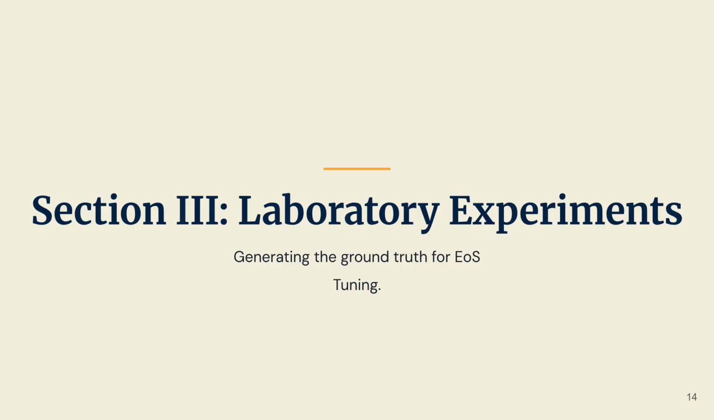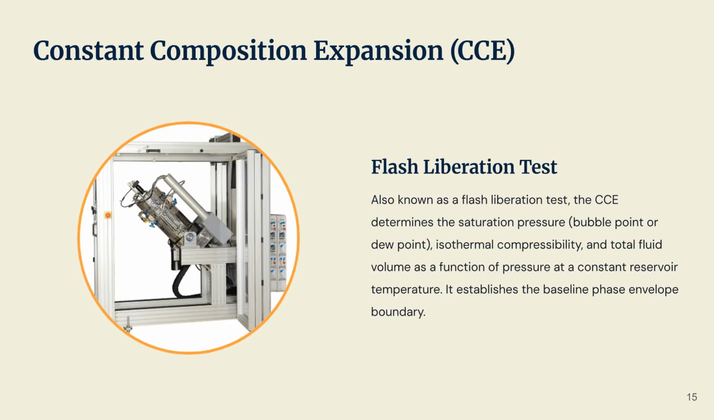Section 3 covers laboratory experiments. These experiments are essential for generating the high-quality, ground truth data required for accurate equation of state tuning. The constant composition expansion, or CCE test, is a primary laboratory method. It establishes the baseline phase envelope by determining saturation pressures and fluid volume changes as a function of pressure.